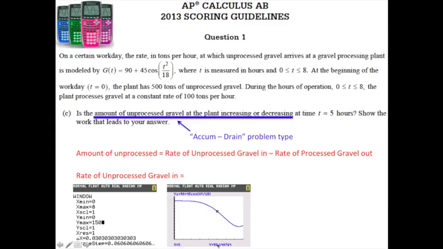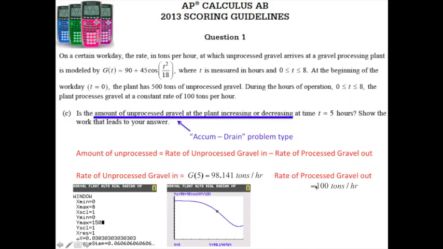So at 5 hours, there's how much unprocessed gravel has come into the plant in the first 5 hours. Excuse me, I said that wrong. This is a rate. So this is the rate of gravel coming in at 5 hours into the workday: 98.141 tons per hour coming in. And then we know the rate going out is constant at 100.